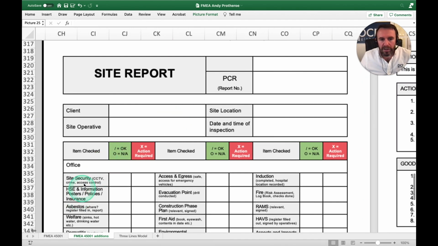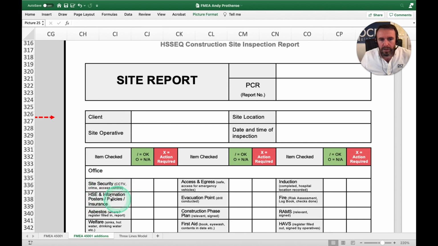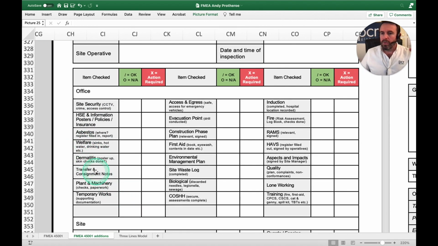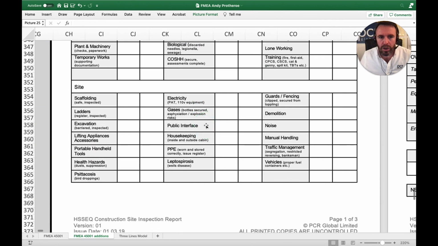We could be looking at site security, access control, HSE information, asbestos, welfare, dermatitis, consignment and transfer notes. We're now talking environmental risk management, temporary works, very specific access and egress, evacuations, construction phase plans. Again, you can pause this and have a look, but we're talking office-based documentation and site-based visualization checks. We're looking at document control, interview, and observation.